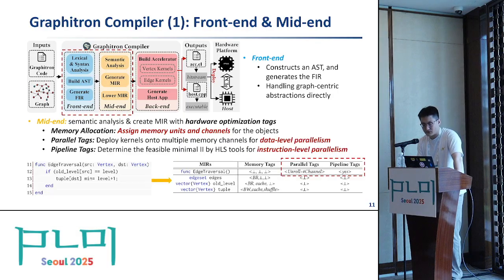Besides, the middle end infers and adds some hardware optimization tags to the operators, including the memory optimizations for graph properties and the parallel and the pipelining optimization for the operator. The parallel tag is added to the operator automatically. It will be used to unroll loops to maximize the data parallelism. To determine the optimal unroll factor, the compiler sets the parameter as the number of memory channels where the corresponding object is allocated. For the pipeline tags, we rely on the HLS tools to automatically determine the minimal feasible initial interval for instruction level parallelism.